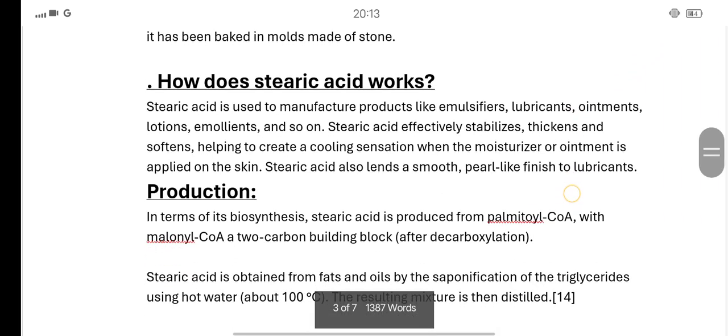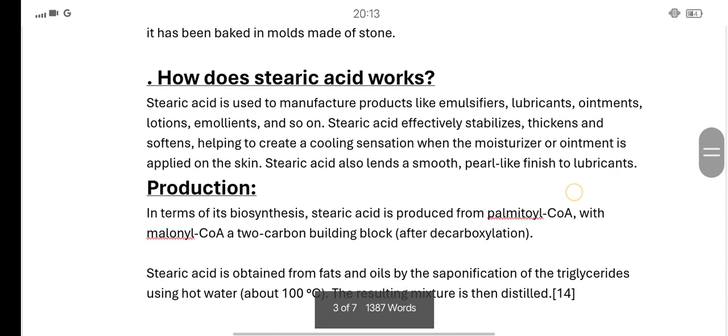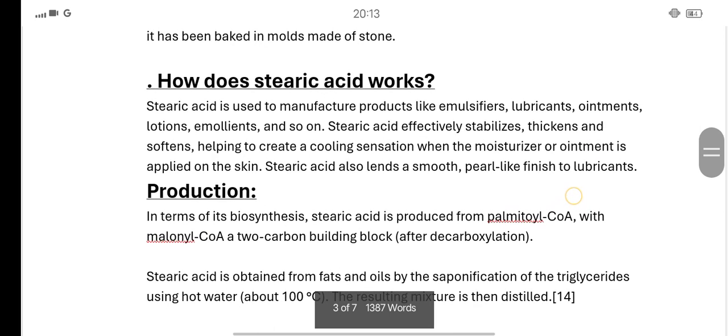How does stearic acid work? Basically, stearic acid is used to manufacture products.